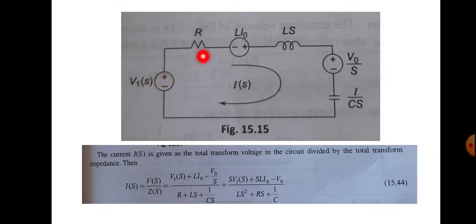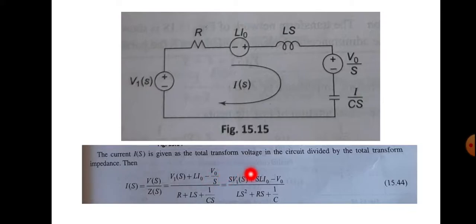So you can add all these voltages. Therefore V1(s), since its sign is from minus to plus, is plus Li0. But here its sign is from plus to minus, so it is a negative sign, that is minus V0/s. Therefore total voltage is V1(s) plus Li0 minus V0/s, divided by total impedance, which is R plus Ls plus 1/Cs. So in the denominator R plus Ls plus 1/Cs comes.